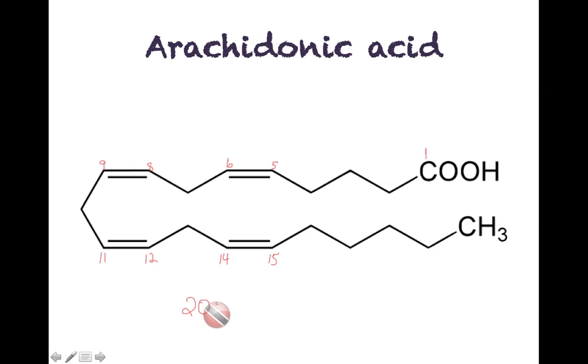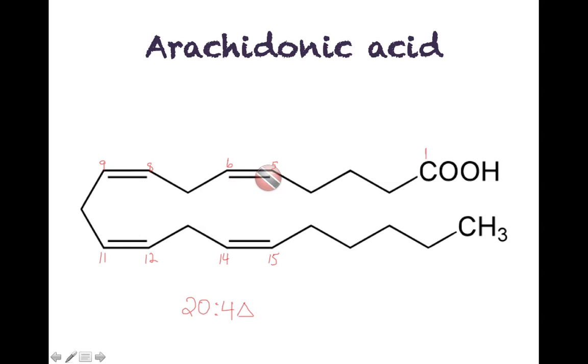Then you put a colon, alright? The next number represents the number of double bonds that are present. Well, as you can see here, arachidonic acid is a polyunsaturated fatty acid, meaning that it has more than one double bond. In fact, it has 1, 2, 3, 4. So it has 4 double bonds. So this number represents the number of double bonds. Then we put the delta sign, which is just a simple triangle.